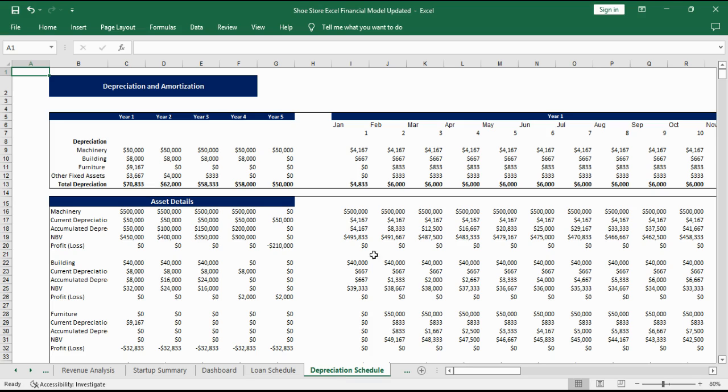Depreciation schedule sheet includes the monthly and yearly depreciation expense for each fixed asset. In the asset details section, it includes the current and cumulative depreciation, net book value, and profit or loss in case of sale of any of these assets.